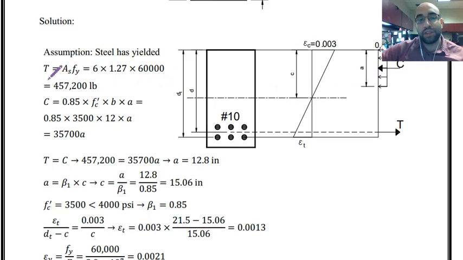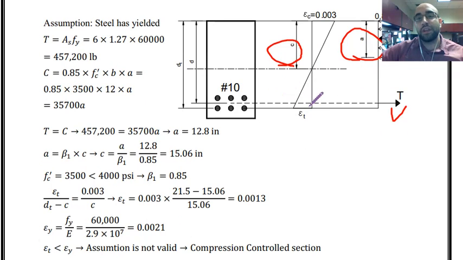As you remember, at first I assumed the steel has yielded, right? That was the first step. Then based on equilibrium of that tension force and compression, I found A. Based on A, I found C, and based on C, I'm calculating all the strains. But the thing is that all of these values are coming from this assumption that the steel has yielded.